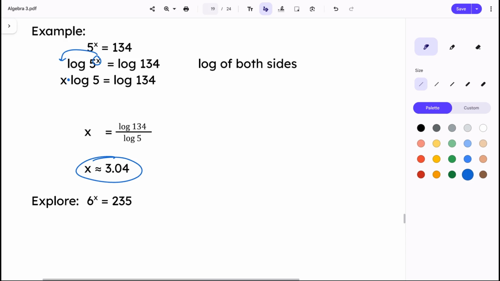If I were to do the natural log, the same thing would happen as far as my answer goes. So when you're working with this, you can go either with the logarithm or with the natural log. It shouldn't make an impact on your answers at all. So you should just be able to go either direction.